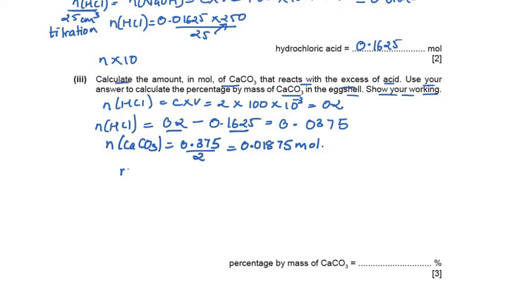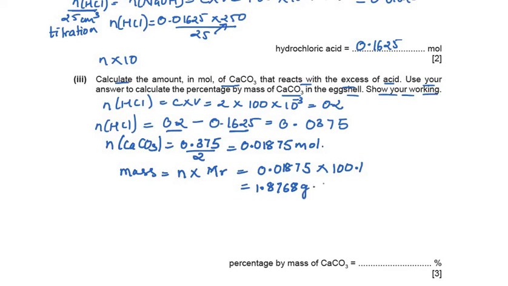So these are the moles of calcium carbonate. If you want to calculate the mass of calcium carbonate, that should be moles multiplied by the molecular mass of calcium carbonate. Now the molecular mass of calcium carbonate is 100.1. So 0.01875 multiplied by 100.1 gives us the answer as 1.8768. So this is in grams, the mass of calcium carbonate present in the eggshell which we have taken.